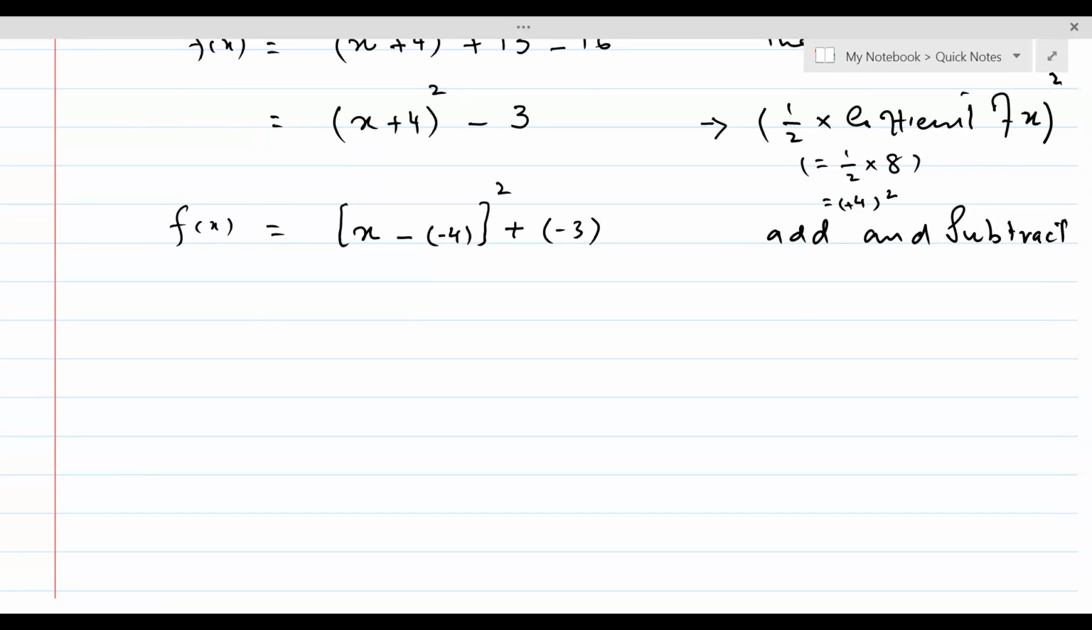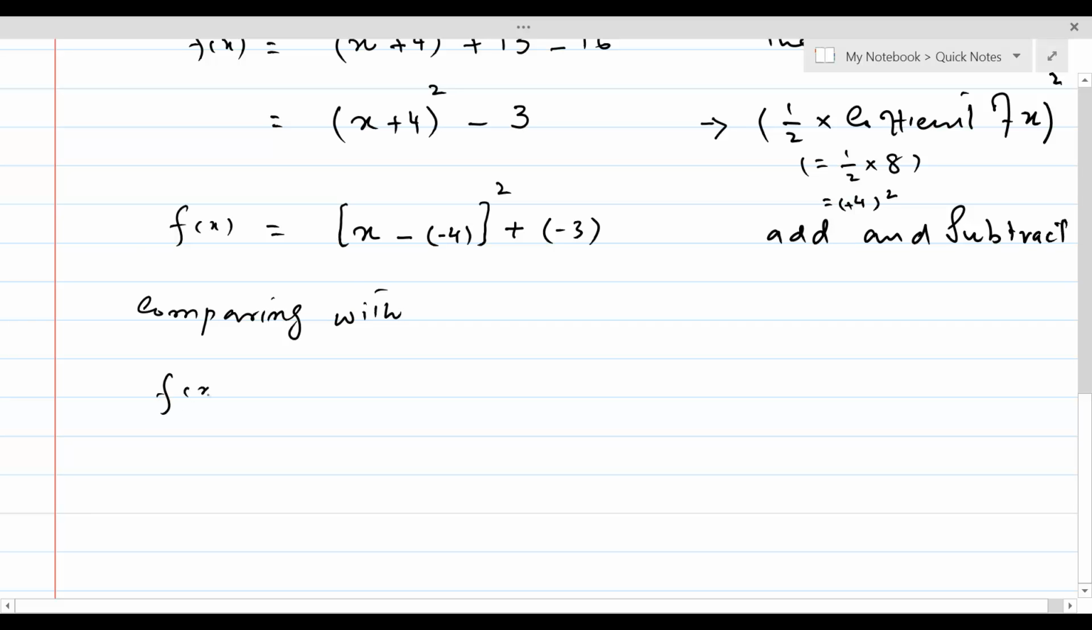Now we can compare it with f of x equal to a, which is 1 here, times x minus h whole square plus k. So this is how we can convert a given quadratic function into the standard form.